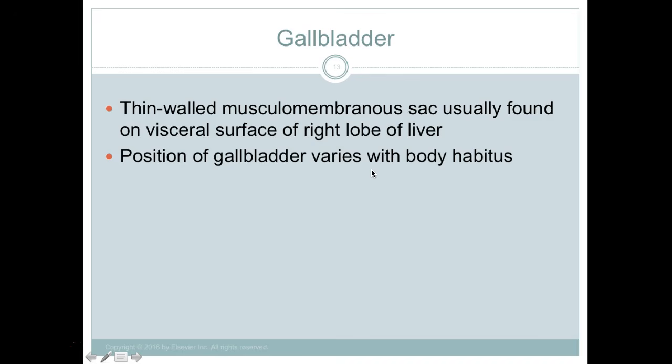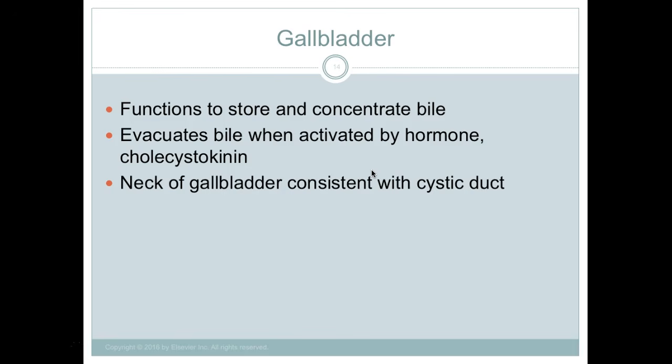So the gallbladder is a thin-walled, muscular membranous sac, usually found on the visceral surface of the right lobe of the liver. It varies greatly depending on the body habitus of the patient. Its function is to store and concentrate bile. It evacuates bile when activated by a hormone, cholecystokinin. The neck of the gallbladder is continuous with the cystic duct.